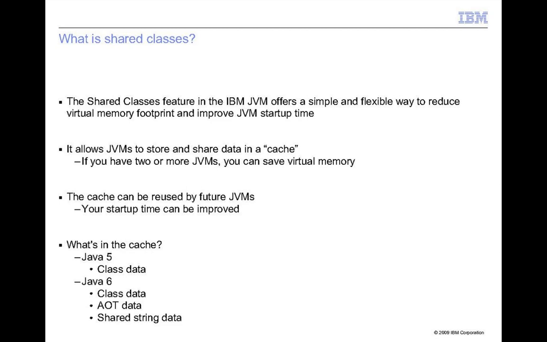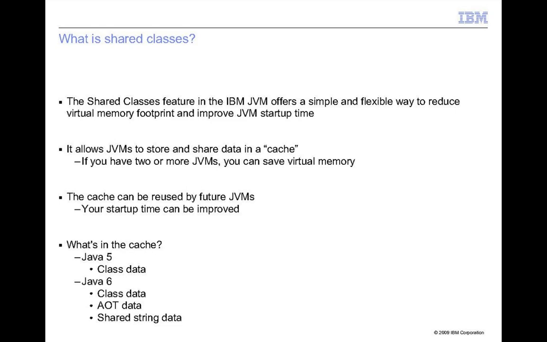The feature allows you to create what's called a cache, and then different JVMs can store and share data in that cache. The idea behind it is that if you have more than one JVM running simultaneously on your system, then those two JVMs can share the data in the cache, thus avoiding duplication and saving the resultant memory costs. The cache can also be reused by future JVMs. So if one JVM shuts down, then the next one to be created can, instead of having to create all the data that's in the cache, reuse what's in the cache already, and thus the startup time can be improved.